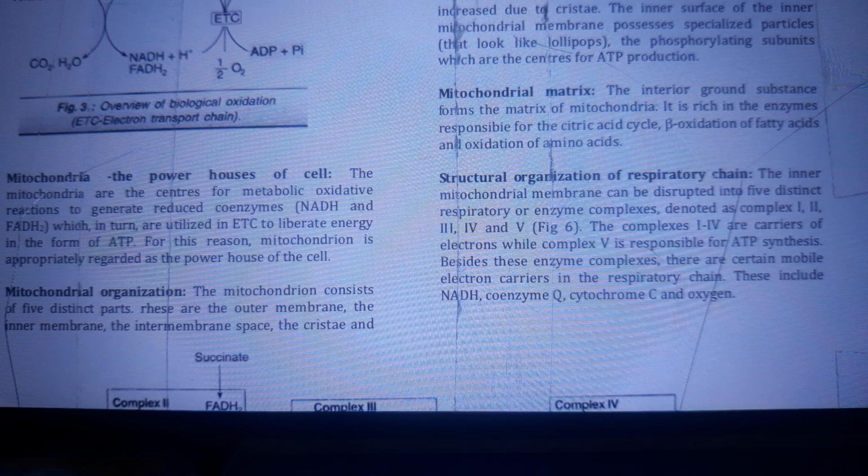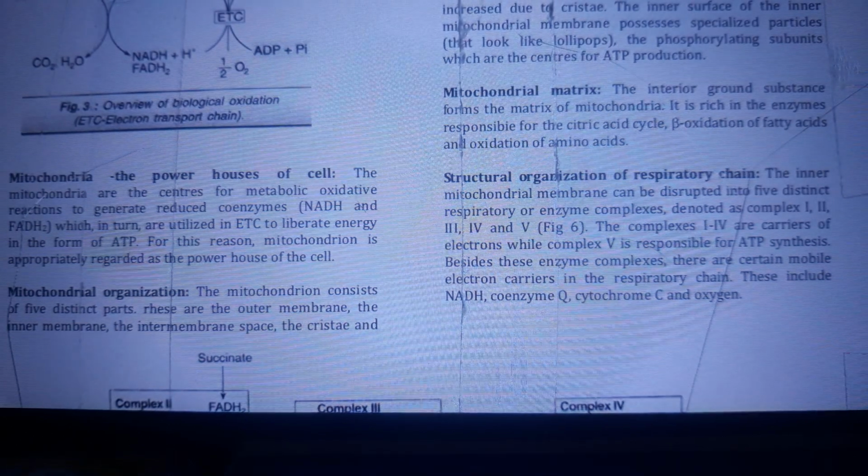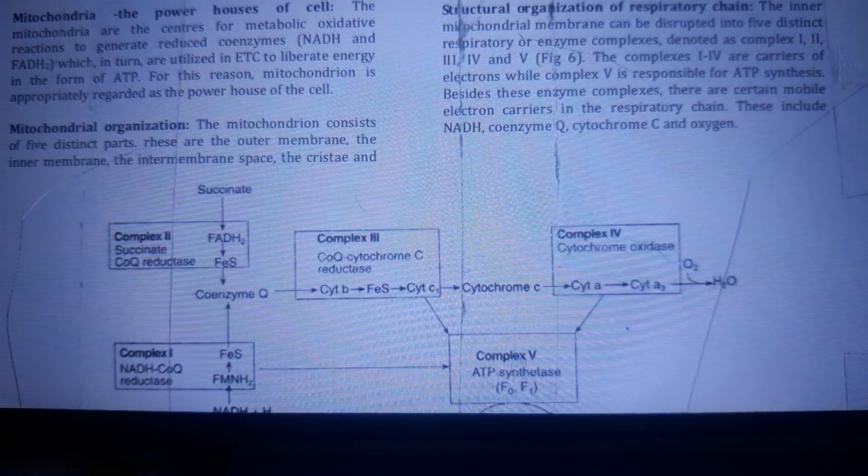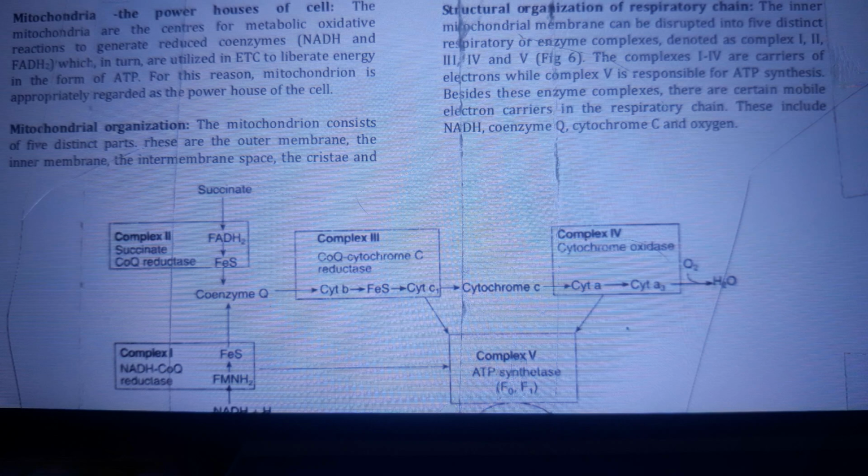Mitochondria, the powerhouse of the cell. The mitochondria are the centers of metabolic oxidative reactions to generate reduced coenzymes, NADH and FADH2, which are in turn utilized in the ETC to liberate energy in the form of ATP. For this reason, mitochondria are appropriately regarded as the powerhouse of the cell. Mitochondrial organization. The mitochondrion consists of 5 distinct parts. These are the outer membrane, the inner membrane, the intermembrane space, the cristae, and the matrix.